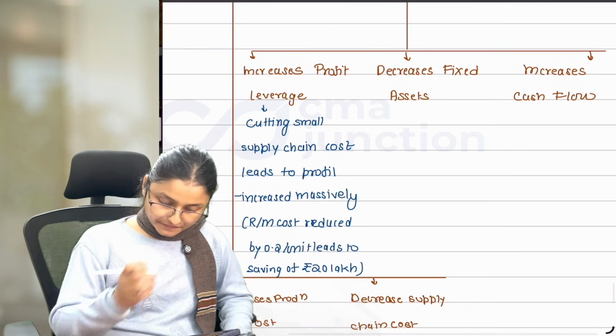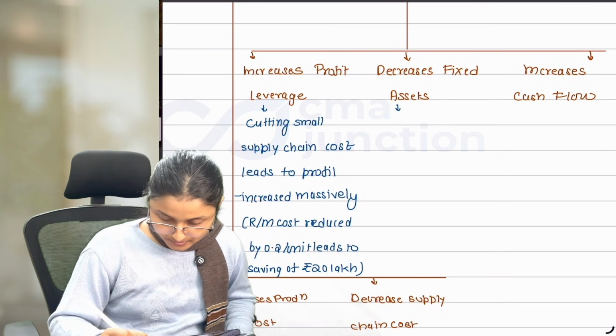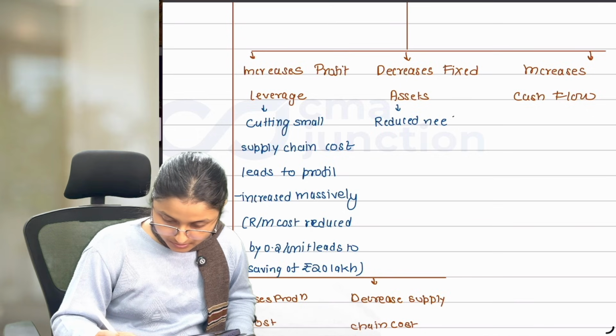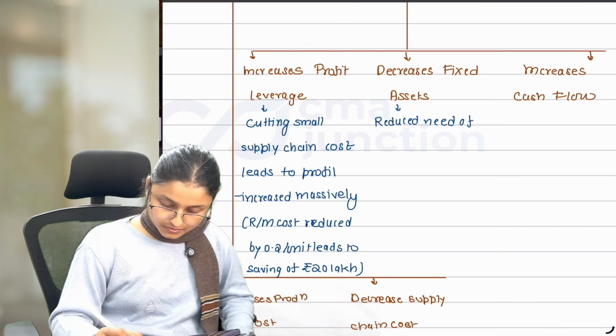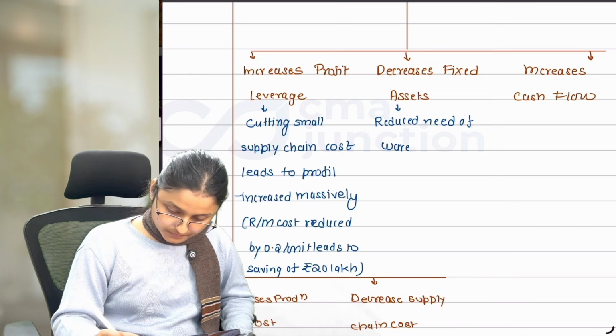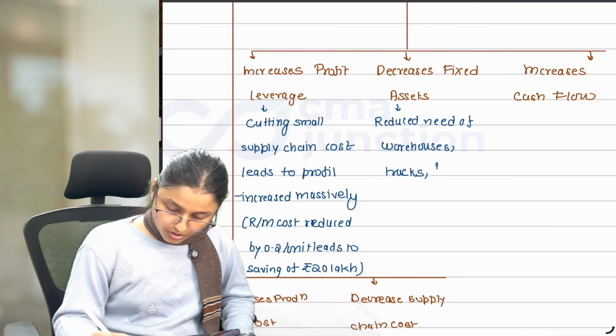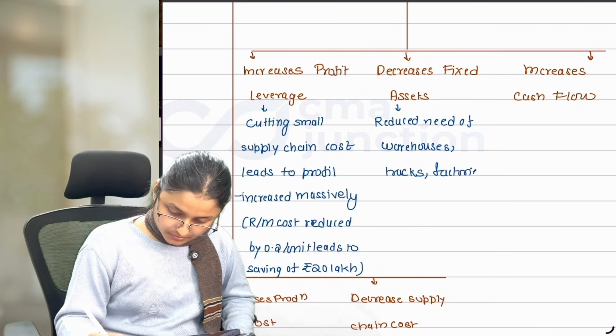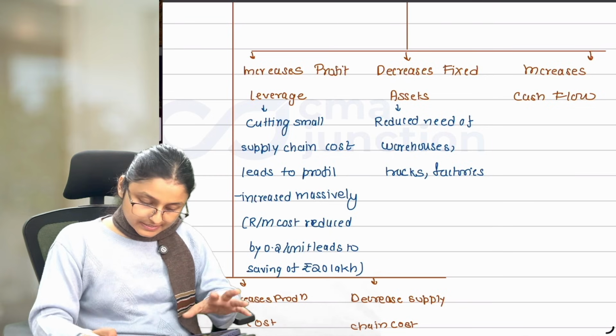Next, decreases fixed assets. Reduced need of warehouses, trucks or factories. Leads to decrease in fixed assets.